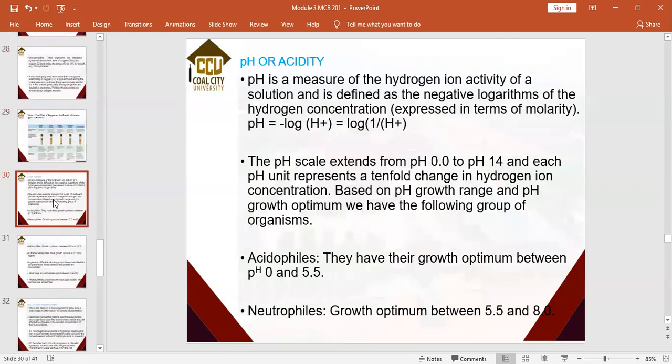We now see the effect of pH, or acidity. pH is the measure of the hydrogen ion activity of a solution, and it is defined as the negative logarithm of hydrogen ion concentration. We did this in our chemistry in secondary school. The pH scale goes from 0 to 14. The acidophiles have their growth optimum between 0 and 5.5. The neutrophiles grow between 5.5 and 8.0.